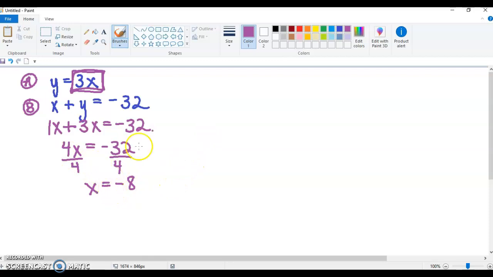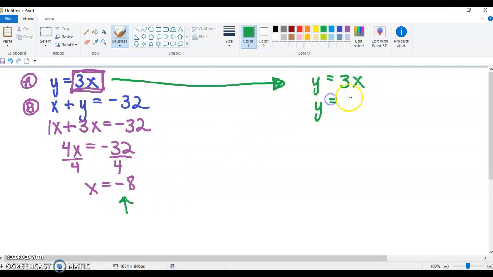Now I know what x is, but I've got to figure out what y is. So remember, on equation A, I've already got y by itself, right? I have y equals 3 times x. So what I can do is plug in this negative 8 for that x. So y equals 3 times negative 8. So y equals negative 24.